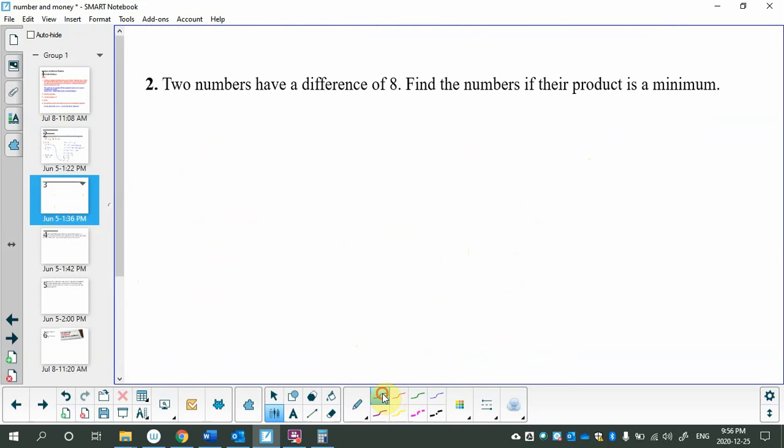So this question says 2 numbers. So let x, y represent the numbers. I can guess that pretty readily. It says 2 numbers have a difference of 8. So that means x minus y is equal to 8.